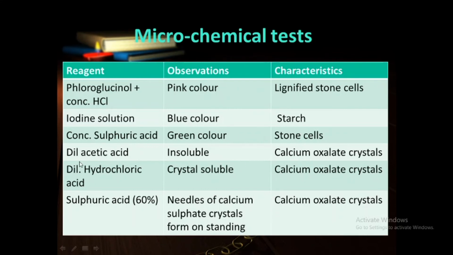The first is with dilute acetic acid, in which the crystals are insoluble. Second, with dilute hydrochloric acid, the crystals get solubilized. And third, in presence of 60% sulfuric acid, needle shaped calcium sulfate crystals are formed. So all three tests are used to detect the calcium oxalate crystals in Kurchi, that is dilute acetic acid, dilute hydrochloric acid and 60% sulfuric acid.